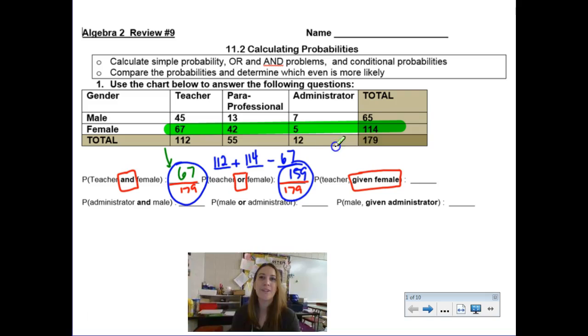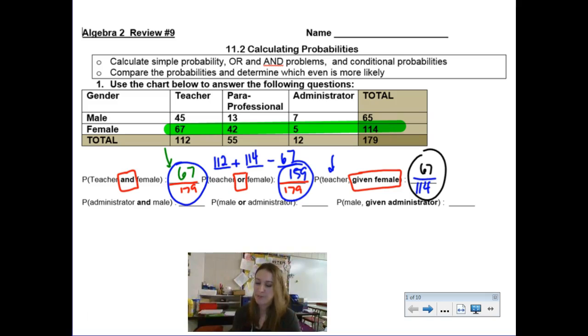All right, so given female data, you're only looking at this data, so the total is now 114. And then out of that data, what's the probability that someone's a teacher? So 67 out of the 114. So I don't know if you picked up on this yet, guys, but those 3 questions were very close to each other on purpose. They were by design. So it was teacher and female, teacher or female, teacher given female. I just really want you to understand that those are 3 different probability calculations. So if you got the same answer for 2 of them, which is what some of you did last time, you should stop and think about that.